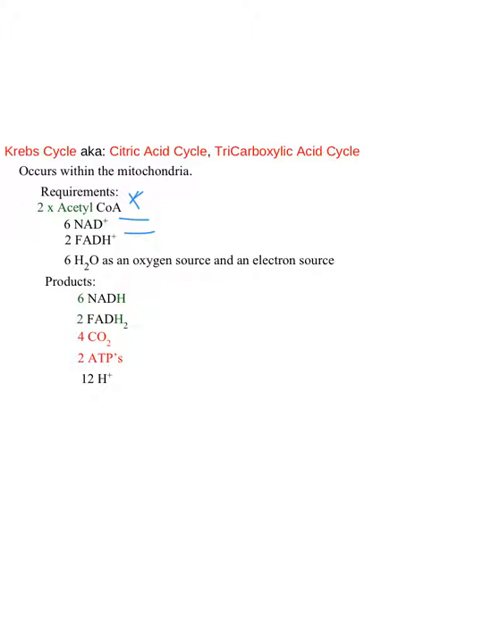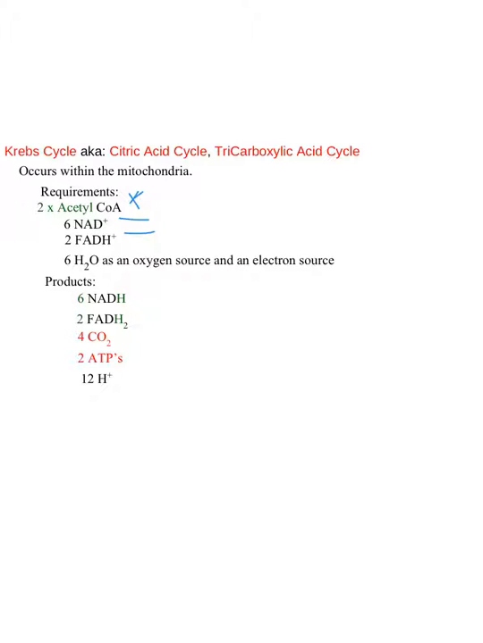We're going to need some oxygen here. And technically, the Krebs cycle is anaerobic because it doesn't really use free oxygen. Instead, it uses oxygen that is stolen from a water molecule. And this is also important.